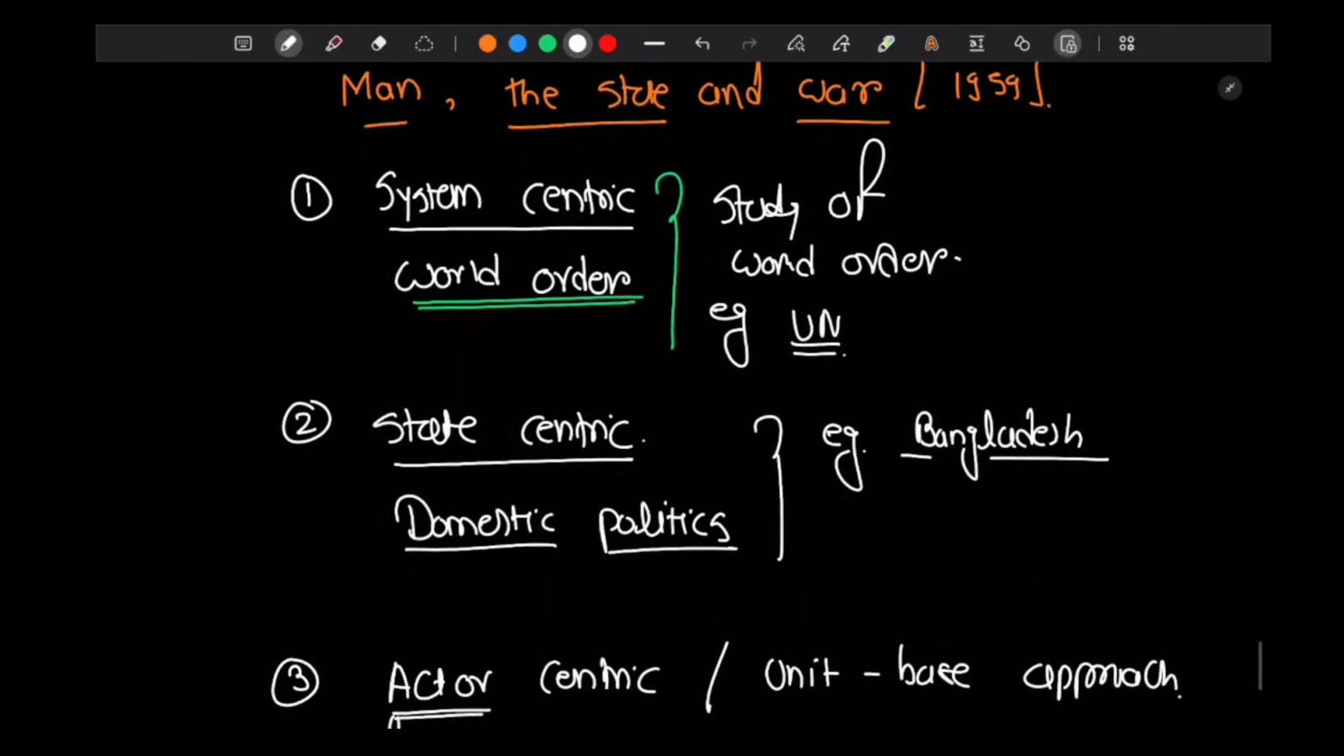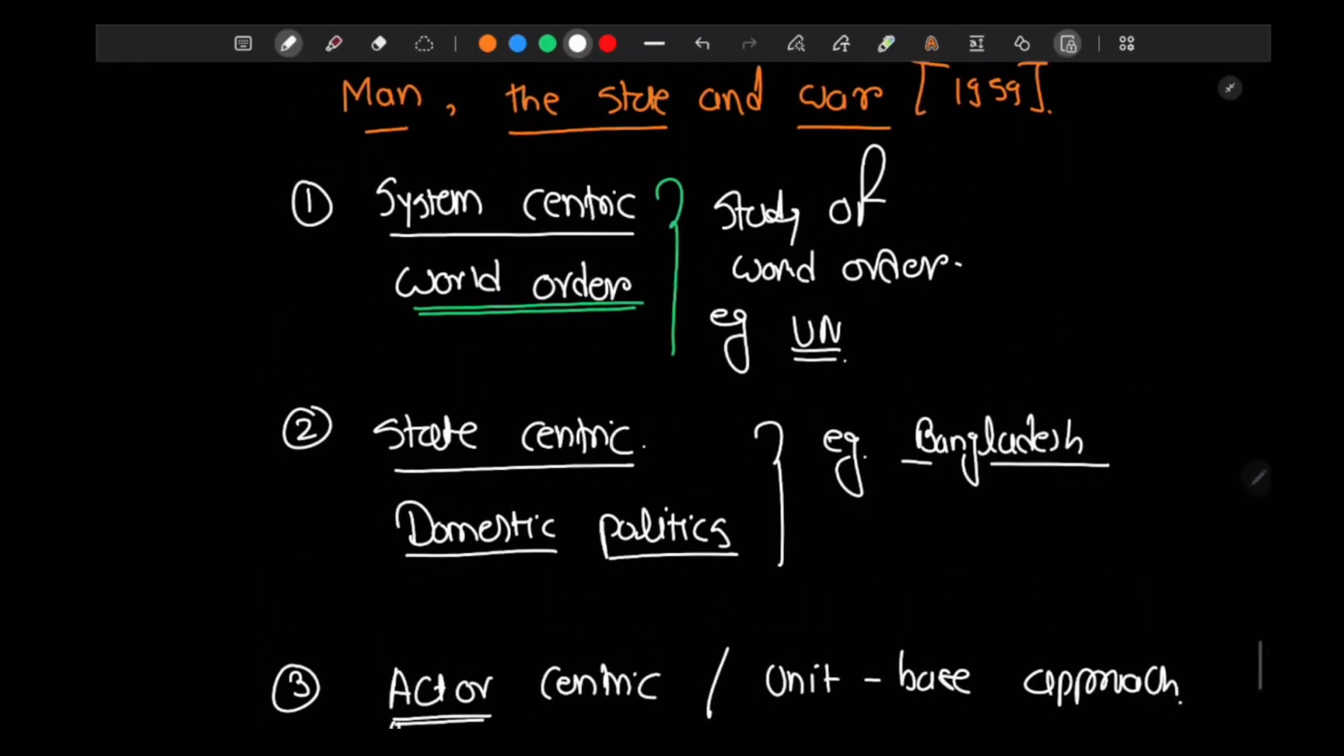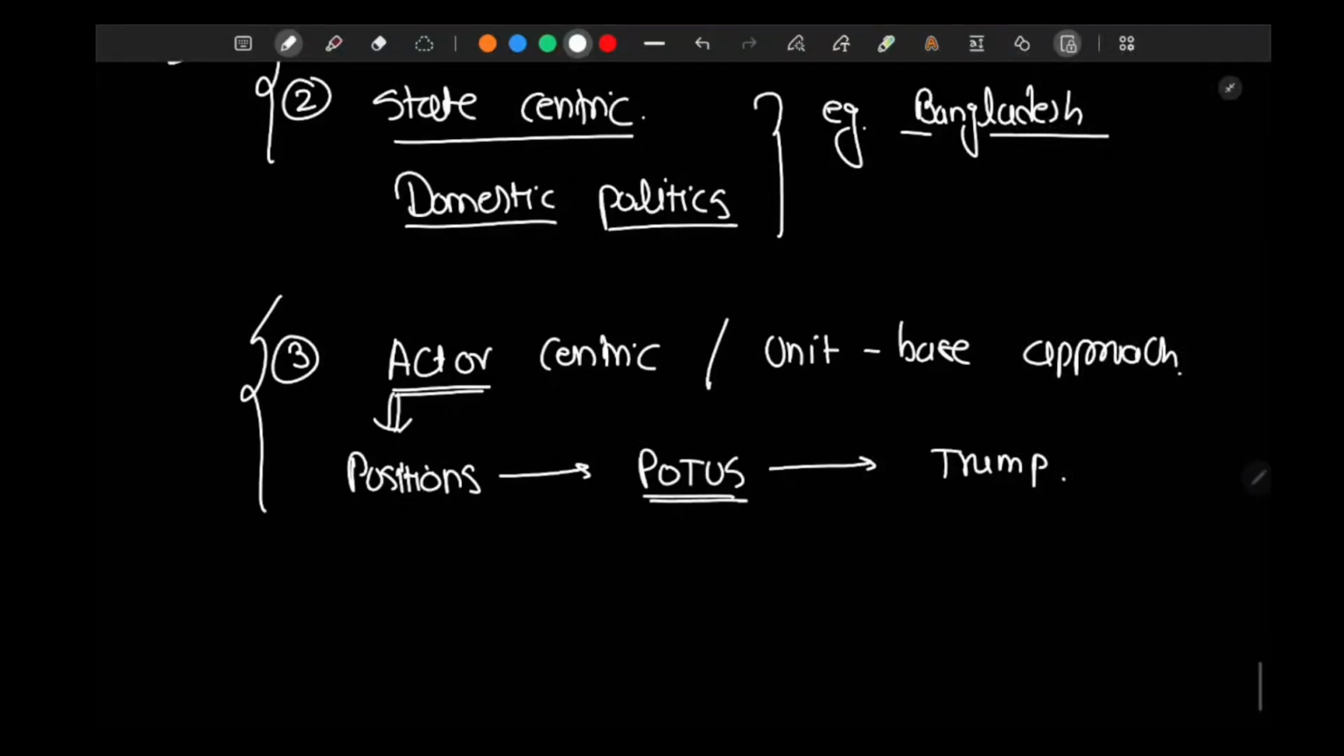Earlier, when the discipline started, approaches one and two were important, right? Now, approach three or image three is also as important. Why? Because recently charismatic personalities have gotten to positions of power and they have to be studied. Their effect has to be studied.